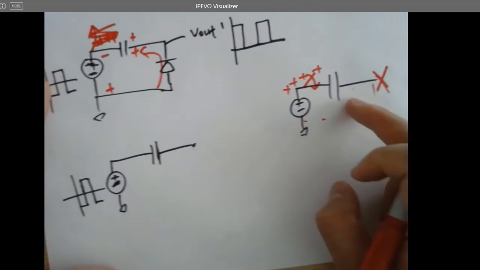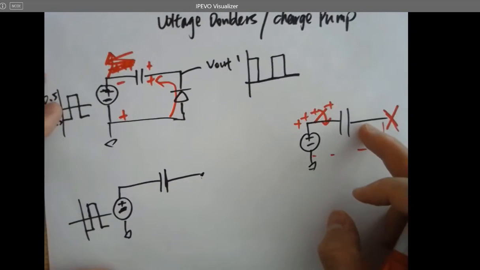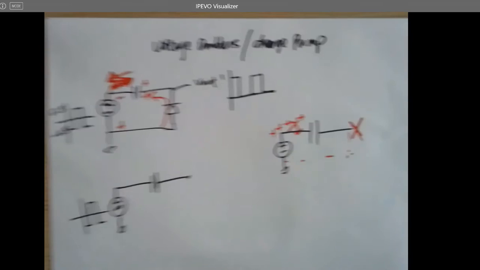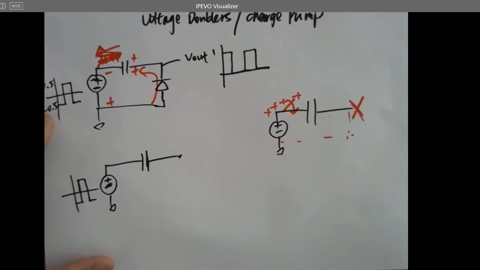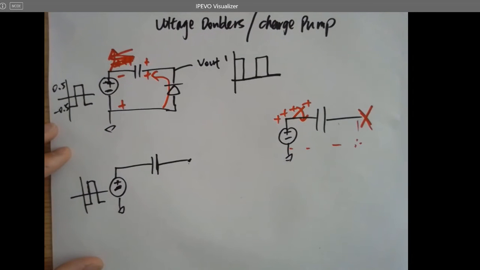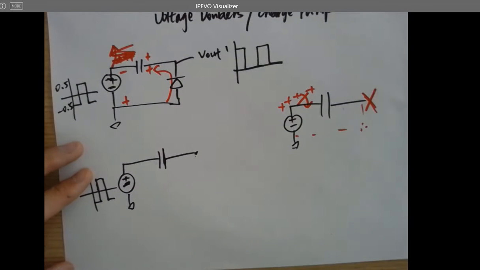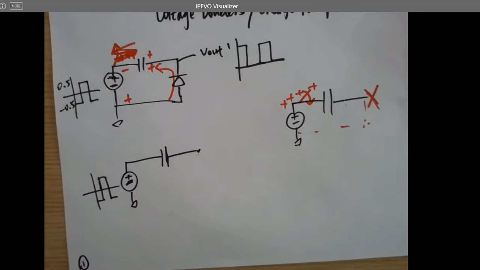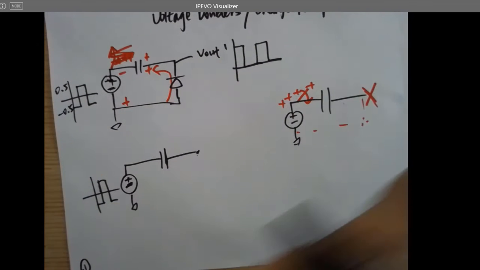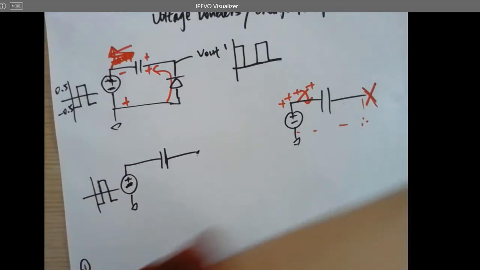But there's nothing happening here. This is important to understand because we want to move forward to charge pumps, so we'll understand what's going on over there. Okay. Any questions regarding this? It's important to understand this intuitively, right? Not just the equations.